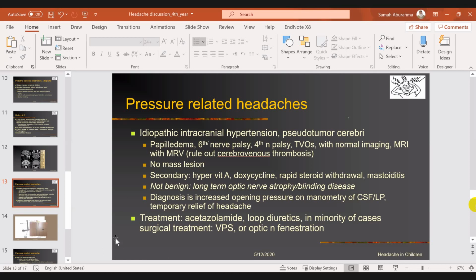Okay. We usually treat these patients medically with acetazolamide because it reduces, it's an ACE inhibitor, and it reduces the production of CSF. In severe cases, we might even need to do a VP shunt or optic nerve fenestration. They make cuts in the optic nerve sheath to relieve the pressure around the optic nerve. Okay?